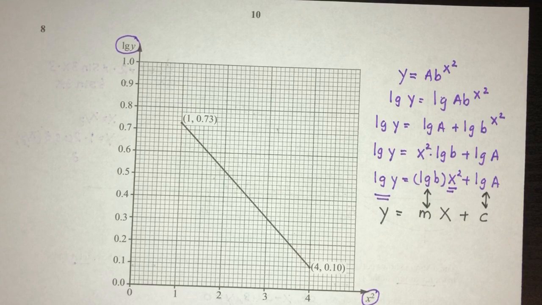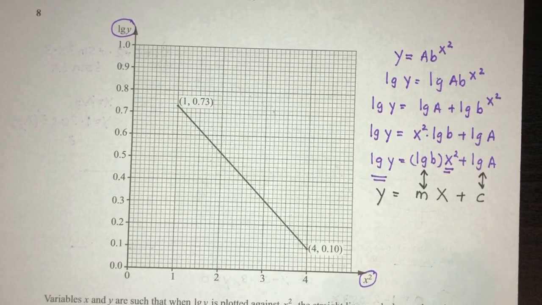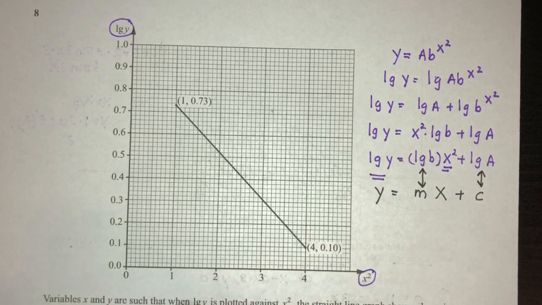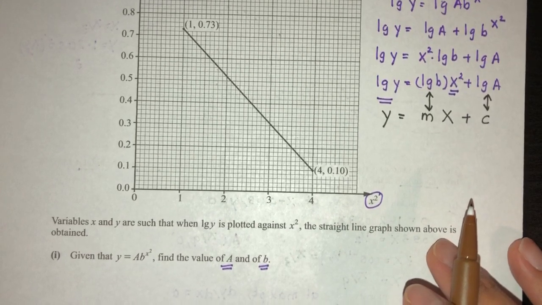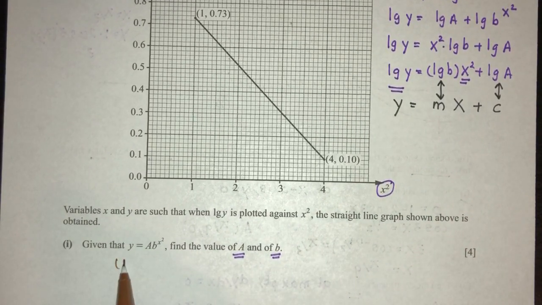Okay, so we have to use that equation to find the values of your b and a. So to find the value of log b, we have to find the gradient of this line. So here we have these 2 points. We have to find the gradient. So let's write down the points first. The first point is 1 and 0.73. And we have 4 and then 0.10.